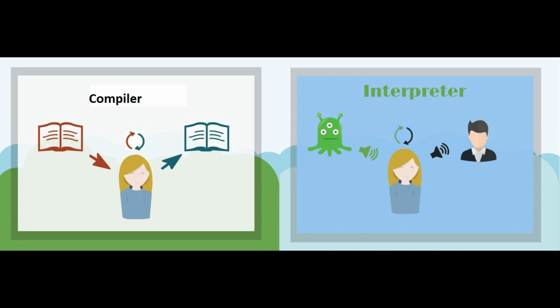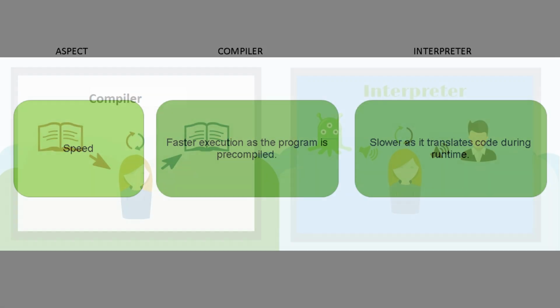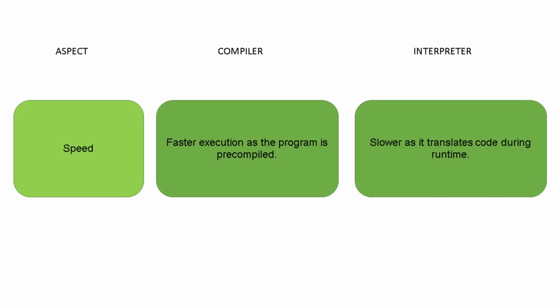For the interpreter way, you translate each line of that book into your known language and read it. So this is how you can take the example into consideration. Correct? Now with respect to speed, the compiler is faster, as the program is pre-compiled. The interpreter is a bit slower compared to the compiler, because it translates the whole code at runtime, on the go.